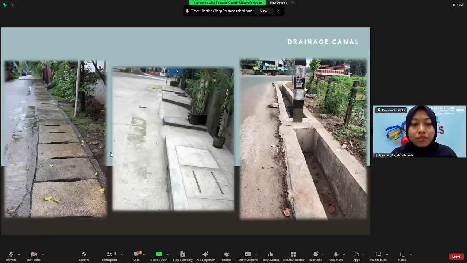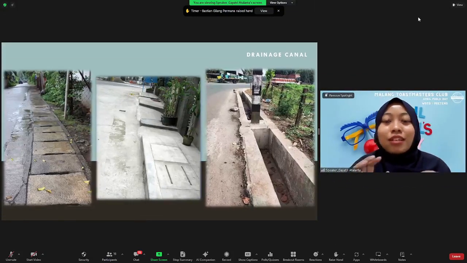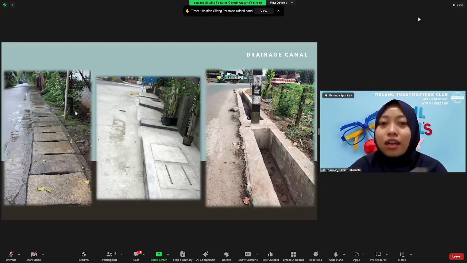Toastmaster Qayyum, can you see my screen? Yes. Okay, all right. Ladies and gentlemen, fellow Toastmasters and guests, talking about drainage canals. As you can see on my screen, I believe you are familiar with this picture. This is the type of canal that you can find in the area surrounding your home. Like the first one, the second one, and the third one, the form of the canal itself is different. They have many variant types of canals.